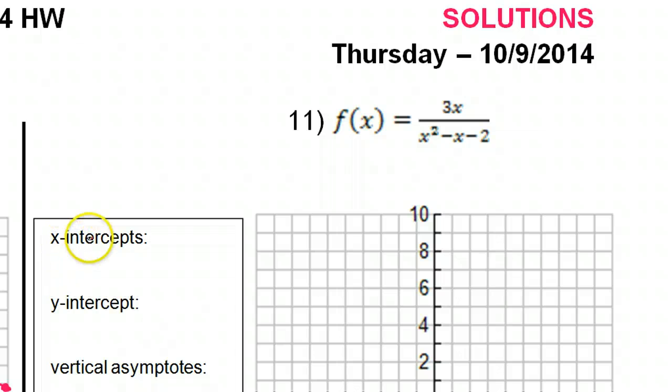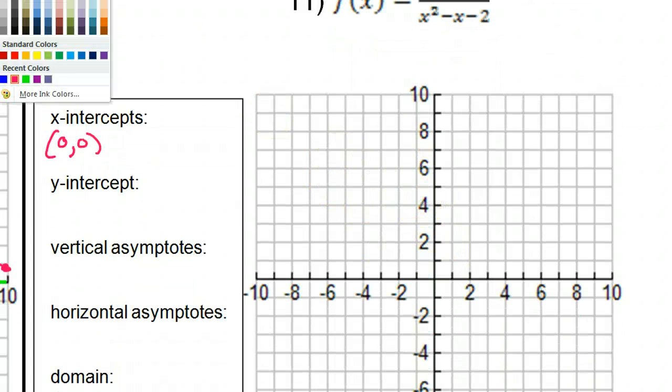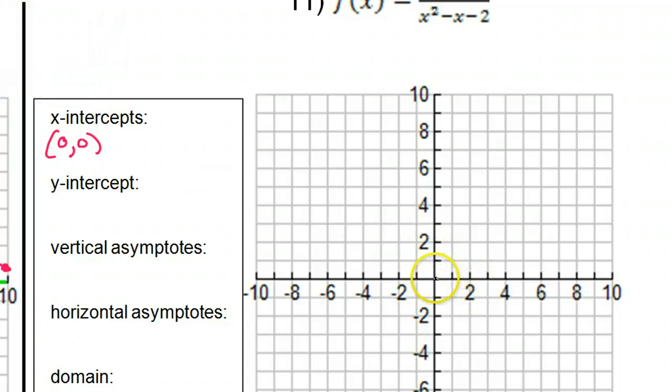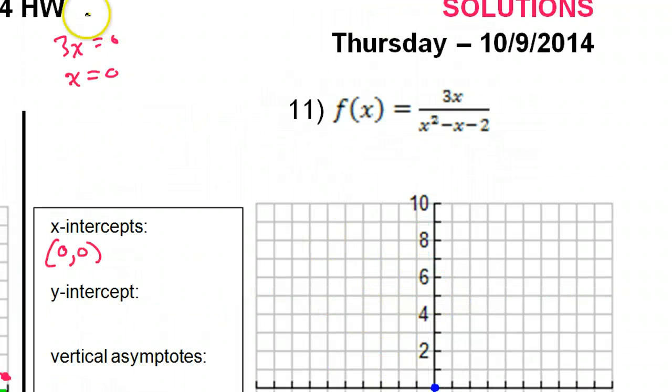Alright, x-intercepts. How do we find them? We set the numerator equal to 0. So that would be 3x equals 0, divide by 3, you get x equals 0. So that's (0, 0). And we might as well graph that. Okay, so there's our x-intercept. You know that's going to be a y-intercept as well, because it's touching the y-axis too. But I guess we'll cross that bridge when we come to it in 10 seconds.